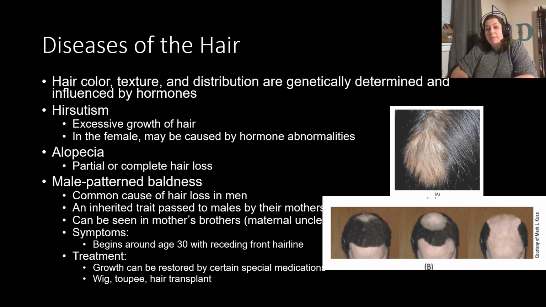This is the common cause of hair loss in men, and it is an inherited trait passed to males by their mothers. It can be seen in a mother's brothers, and so if you see your maternal uncle has a receding hairline and loss of hair, there's a good chance you might also have that. Symptoms: this begins around the age of 30 with the front hairline receding first. Hair growth can be restored by certain special medications, or you could use a wig, toupee, or even a hair transplant.